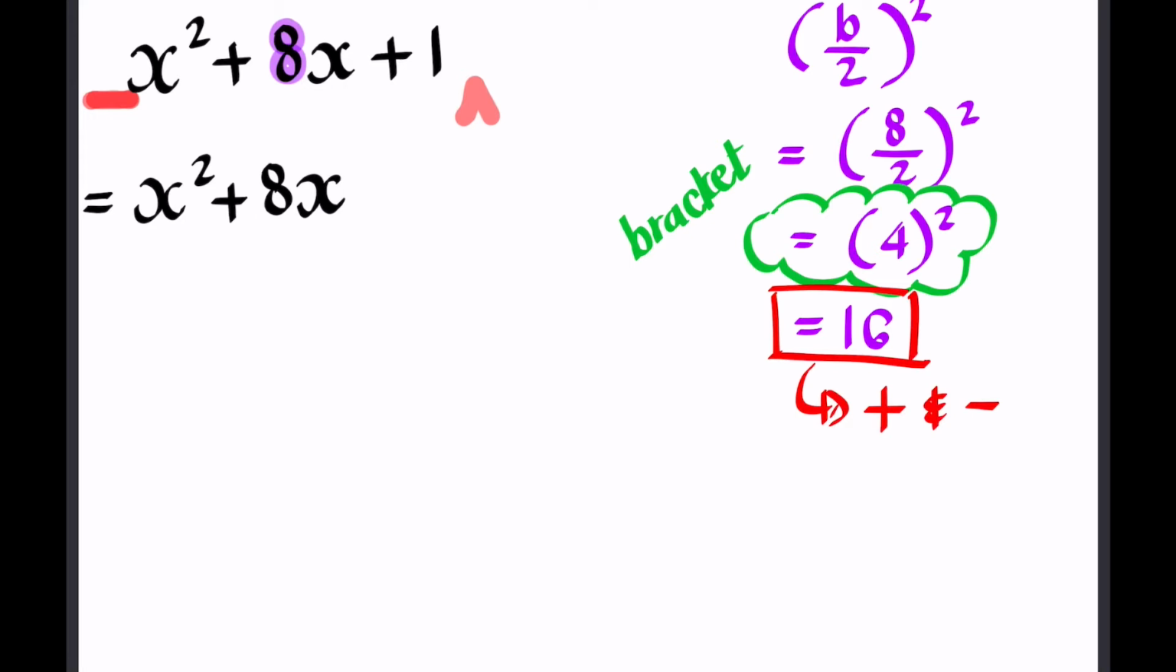Now I'm going to pause, and the value that I'm adding and subtracting I'm going to put in here, but I'm going to add first. Always add first. So we add 16 and we subtract 16, because 16 minus 16 is 0, so technically I'm not doing anything. Then I need to just carry down my plus 1.